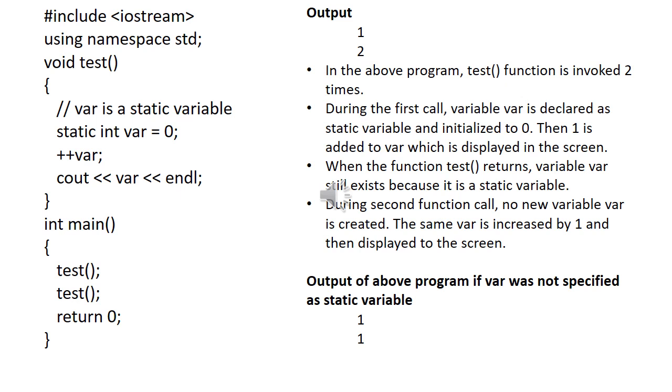But in the case of a local variable, you will get output as 1 and 1. When you call the function testof the second time, it will again reinitialize the value of var as 0 and repeat it, because the scope of a local variable ends when the function exits the first time. So when you call it the second time, it will call that function afresh.